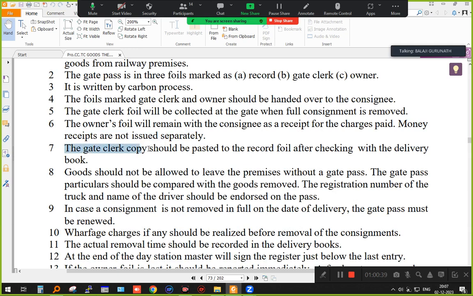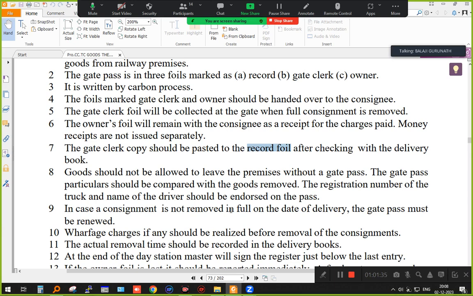The gate clerk copy should be pasted to the record file after checking with the delivery book. Now, who is having the record file? The delivery clerk. Who should come and give the gate pass copy to the delivery clerk? The gate clerk. At the end of the day, the gate clerk will come back to the parcel office or the goods shed and give it to the delivery clerk, and the delivery clerk will paste all the collected gate passes on the record file. Okay? Understand?